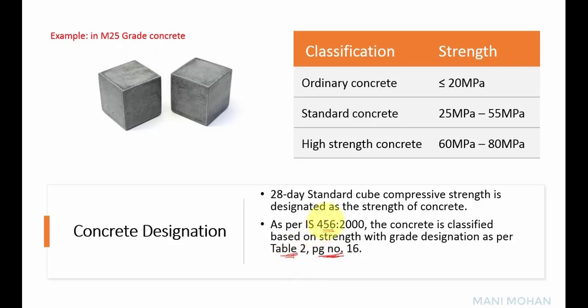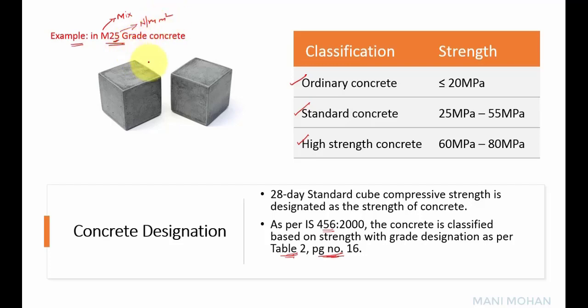There you will find the classification of concrete as ordinary concrete, standard concrete, and high strength concrete. There you will find a column in which the grade designation has been given. Like if I take an example of M25 grade concrete, M represents mix, 25 represents the characteristic compressive strength of a 150 mm cube at 28 days in Newton per millimeter square.